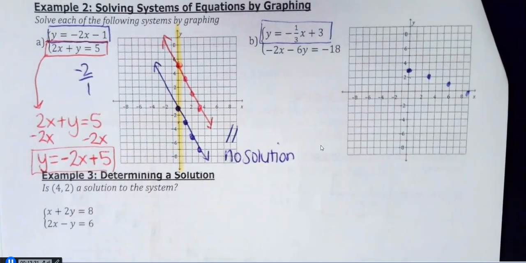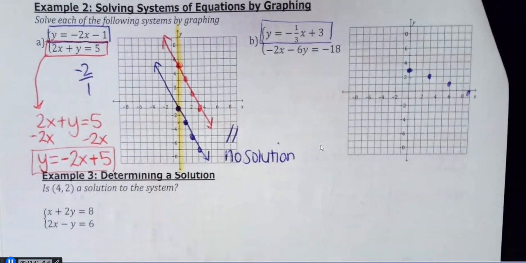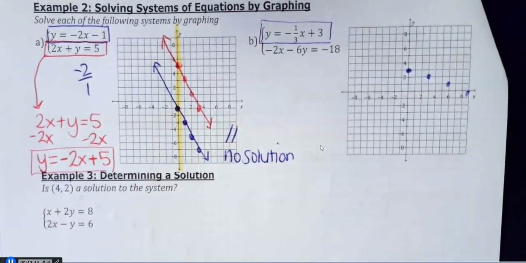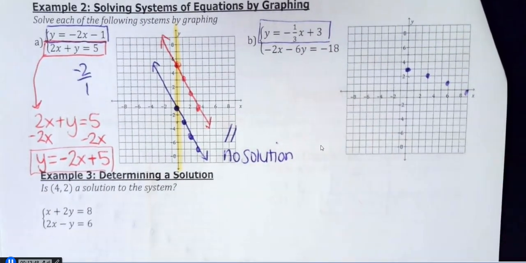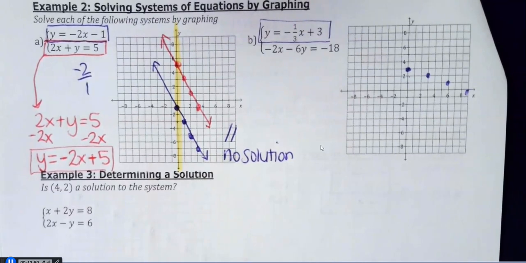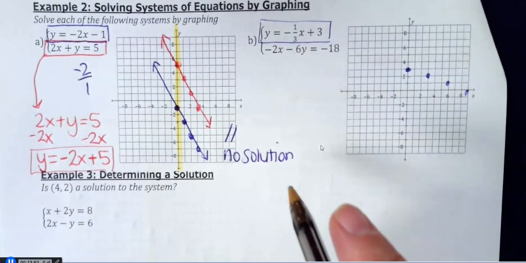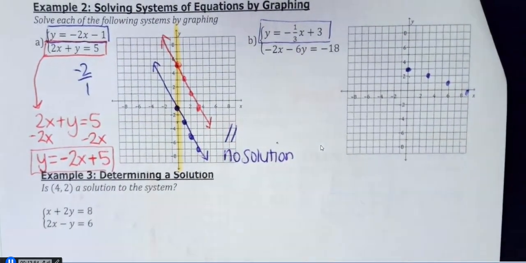Now, if your other equation is not in slope-intercept form, the easiest thing I can tell you to do to put it in slope-intercept form is just get y by itself on one side. So if I'm looking at this equation where I have negative 2x minus 6y equals negative 18, and I was going to try to get y by itself on one side, what would you do first? If you were going to try to get y alone on one side, what do you think?